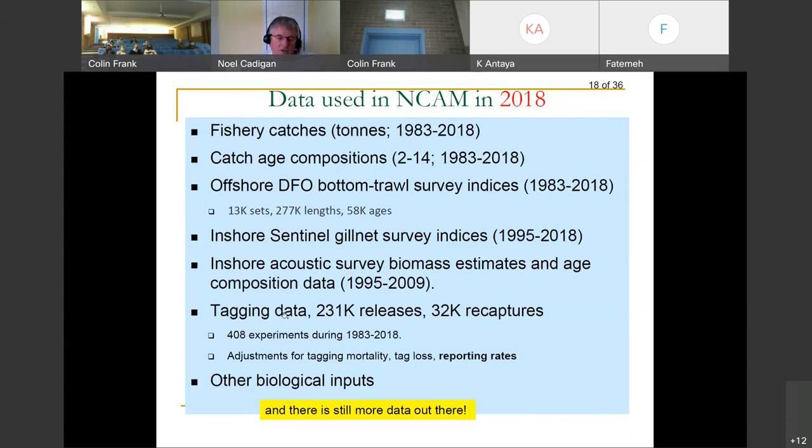And look, there are issues that need to be addressed when you're looking at tagging data. So there are adjustments within NCAM for tagging mortality, tag loss, reporting rates. And then there's other biological inputs like the weights and maturities of fish and so on. And there's still more data out there. So NCAM is integrating a lot of information about the productivity in Northern cod. Not all of it, but a lot of it.